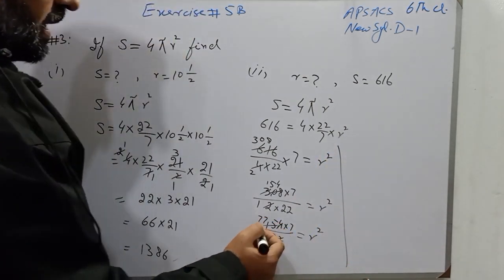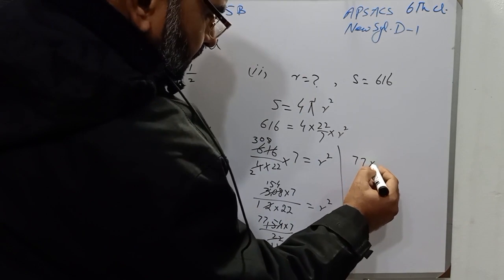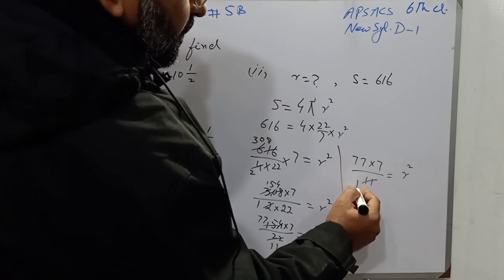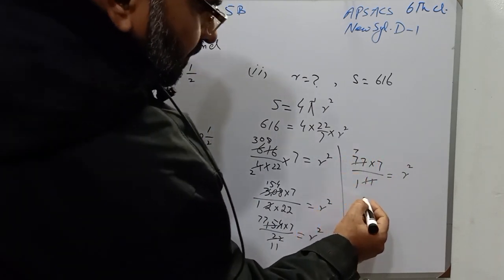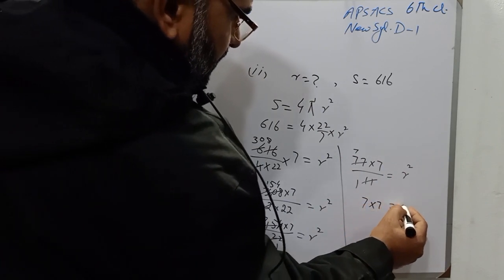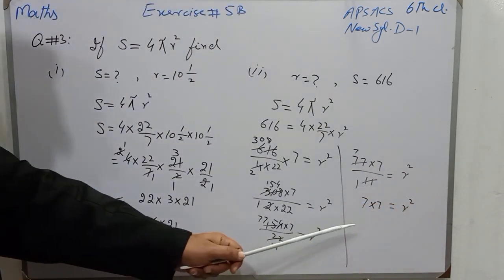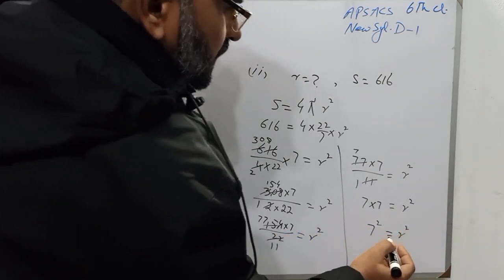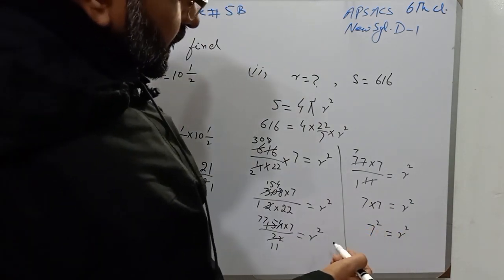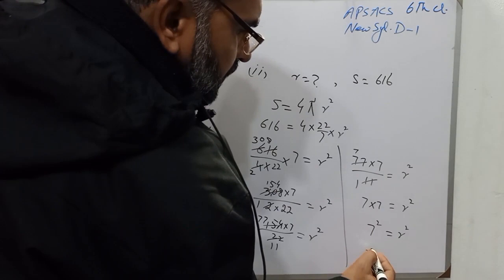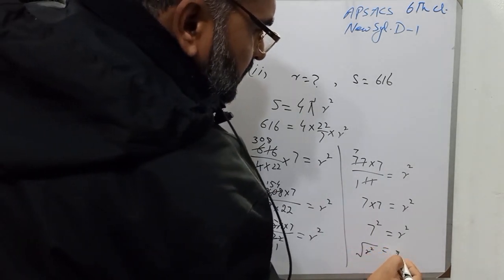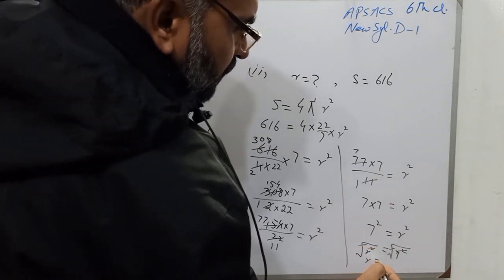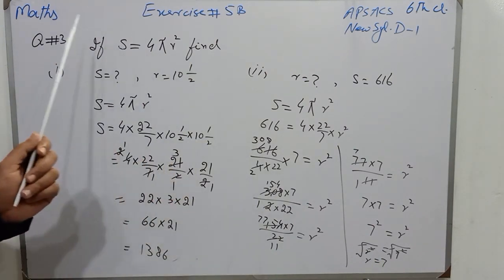So it will become 77 multiplied by 7 over 11 is equal to r square. 11 1s are 11 and 11 7s are 77. So it will become 7 multiplied by 7 is equal to r square. Students, 7 multiplied by 7 means 7 square is equal to r square, and we have to find the value of r, so we will take square root on both sides. So r square under root is equal to 7 square under root square, and roots will be cancelled and the value of r will become 7, and it is the second part of question number 3.